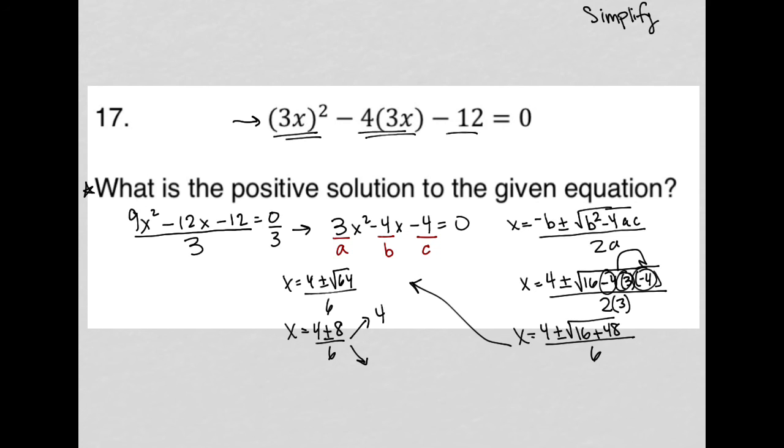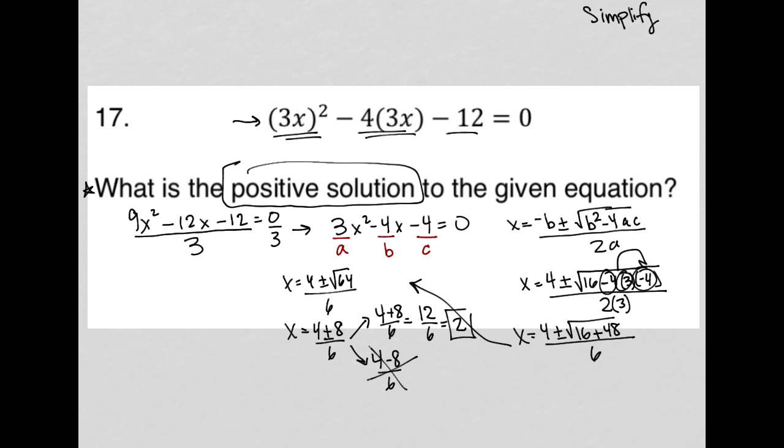One is the positive, so 4 plus 8 over 6, and the other is the negative, so 4 minus 8 over 6. The question asks for the positive solution, so I'm not going to really care about this one down here. So 4 plus 8 is 12 divided by 6, which is equal to 2, and therefore the correct answer here is 2.